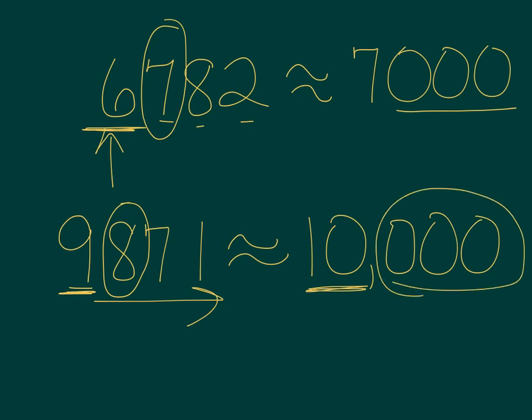So this is just a preview of our next chapter. And hopefully when we start it, you have an idea of where we're going to go. And we will be rounding numbers all the way to the 100 millions. So get ready for an approximation adventure.